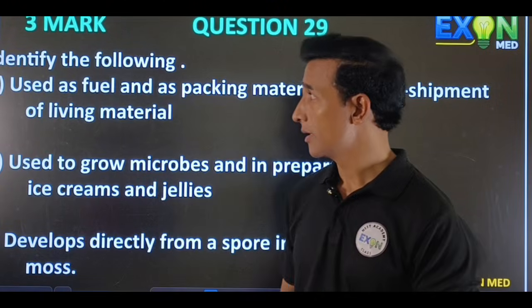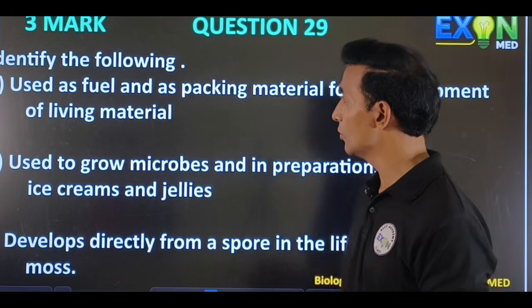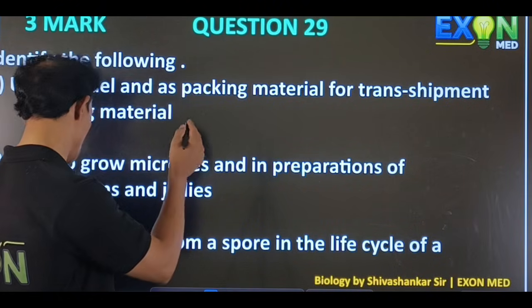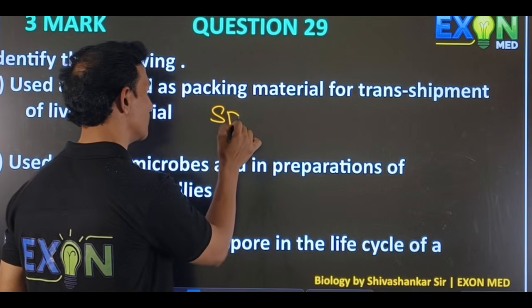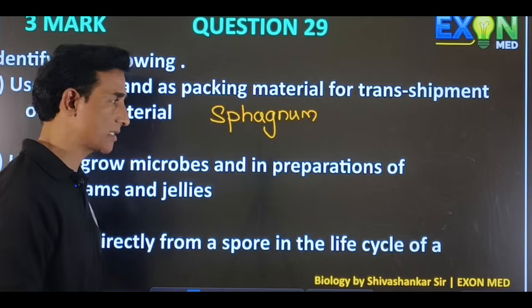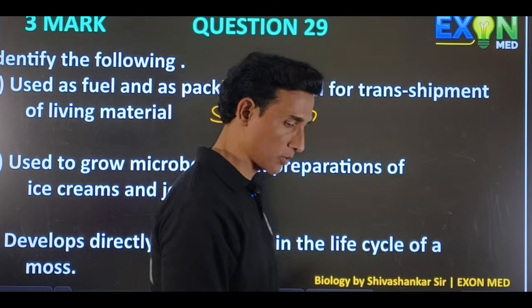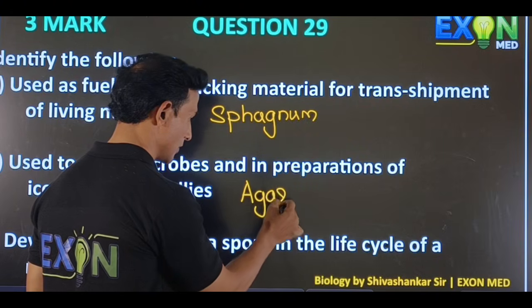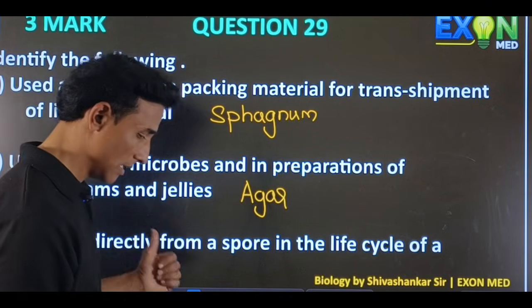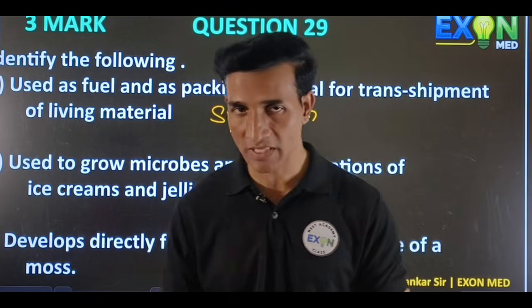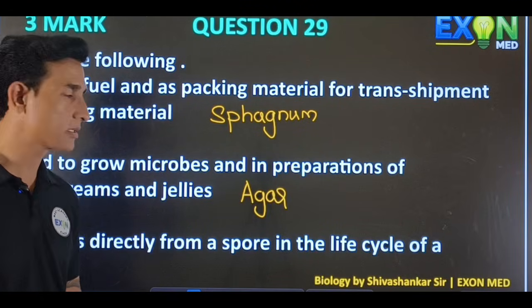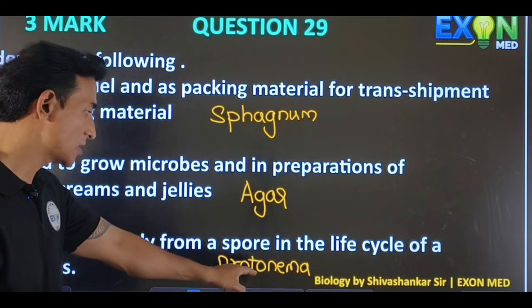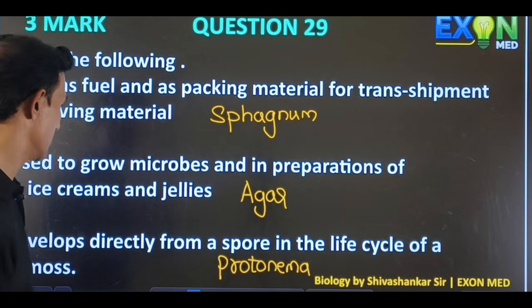So question number 29. Identify the following. The one which is used as fuel and packing material for transshipment of living material belongs to Bryophyta, that is sphagnum, as it has water holding capacity. Sphagnum is the answer. And what is used to grow microbes and also used in the preparation of ice creams and jellies? It is agar-agar, which is extracted from Gelidium and Gracilaria red algae. What develops directly from a spore in the life cycle of a moss? There is a stage called protonema stage. Here the spore germinates to produce a structure called protonema. So the answer is protonema.